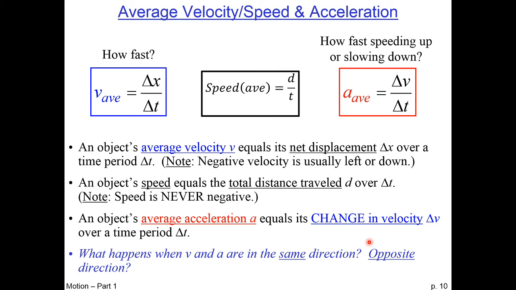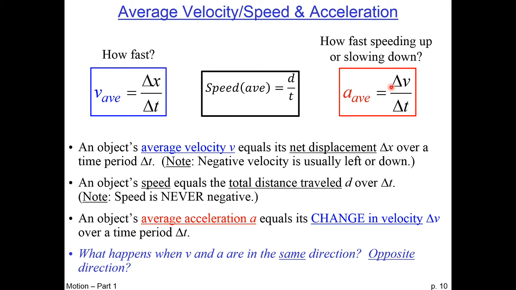And then the last concept that we brought up last time is acceleration. Acceleration is the change in the velocity. So the acceleration is the change in velocity divided by time. That means that if the acceleration is positive, then the velocity is changing to the right, or the motion is changing to the right. This is where this starts to trip people up. So we have a question here.